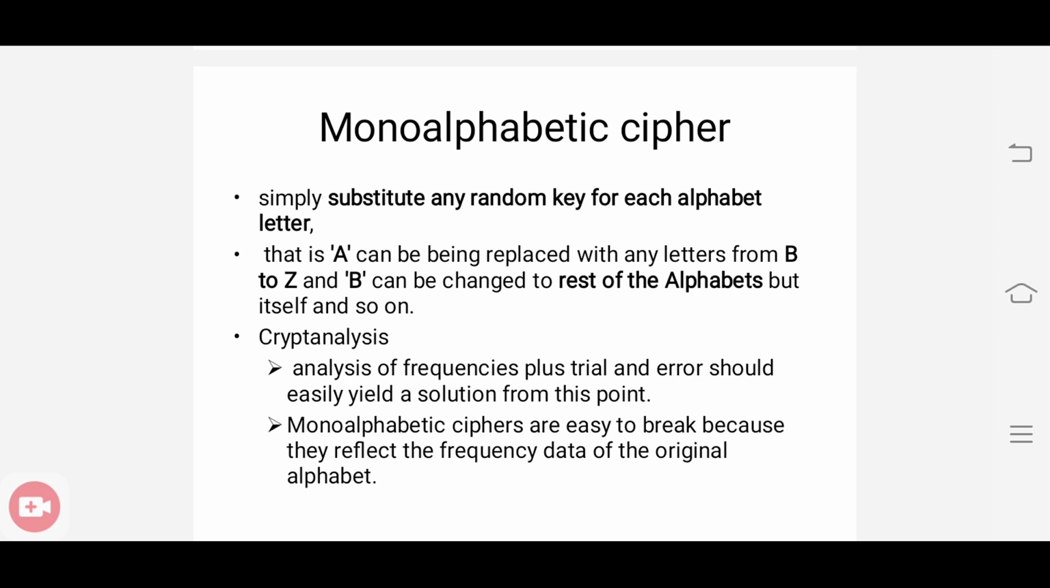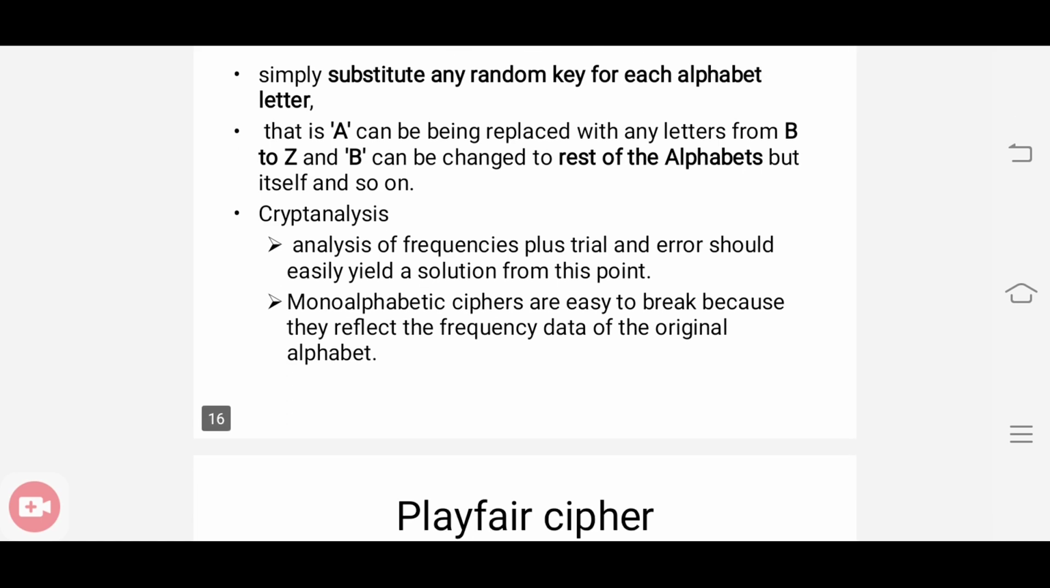Here also, we can apply cryptanalysis to break the code by using analysis of frequencies of the letters, plus a trial and error method, in a monoalphabetic cipher. It is also a simple mechanism, but it is more difficult than Caesar cipher. The second mechanism is monoalphabetic cipher.